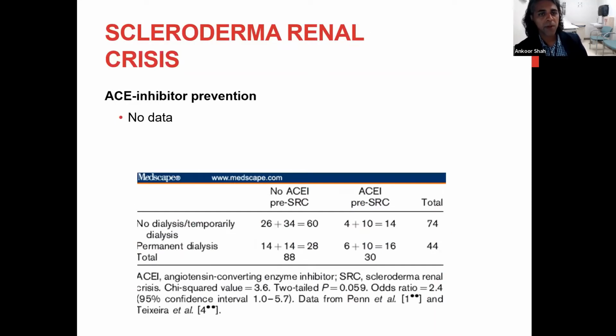Can ACE inhibitors prevent it? There is really no data. There has been one study looking at patients who were on ACE inhibitors before renal crisis and those that were not. Interestingly, in this study, patients that were on an ACE inhibitor before renal crisis had a worse outcome, i.e., a higher rate of permanent dialysis than those that were not on an ACE inhibitor. Now, does this mean we shouldn't use ACE inhibitors in patients with scleroderma that don't have renal crisis? No, I think this was a small study and not necessarily definitive in that takeaway. However, I don't use ACE inhibitors the same way we would use them in, say, patients with diabetes to prevent renal involvement.